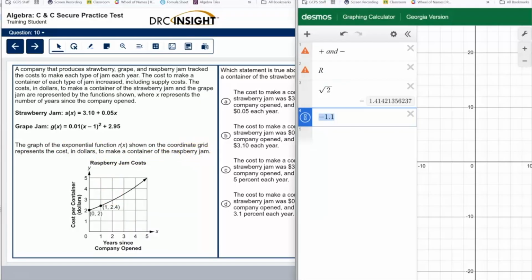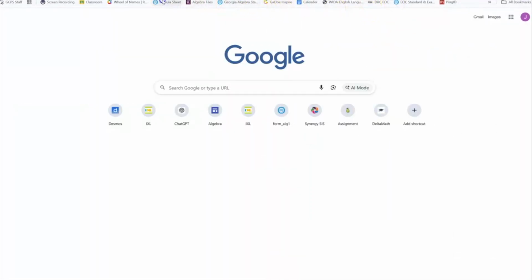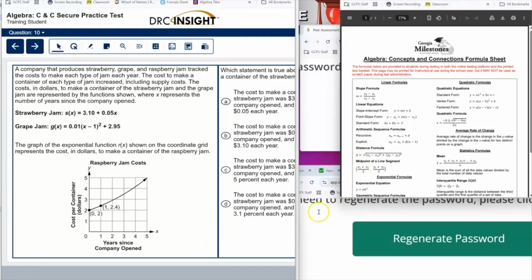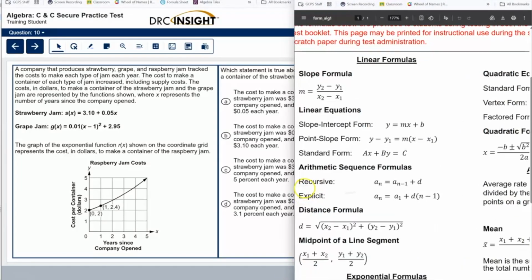All right, so now you're looking at all the functions that we've dealt with in class. So I'm just going to pull out the formula sheet real quick and show you, should you forget what those functions are, that's okay. You go right into that formula sheet and see what they give you.